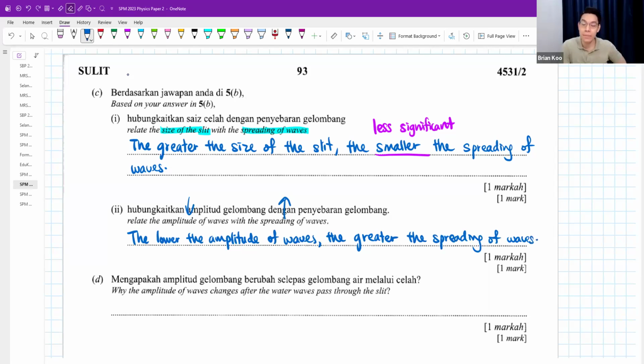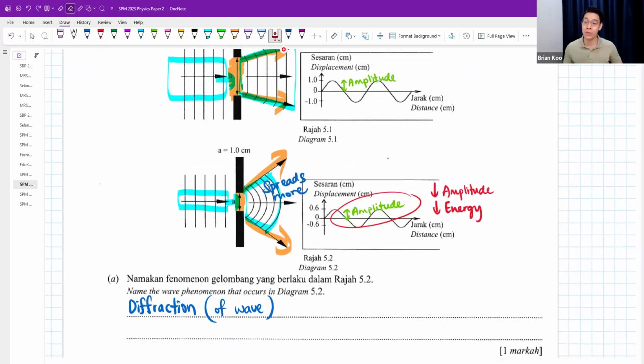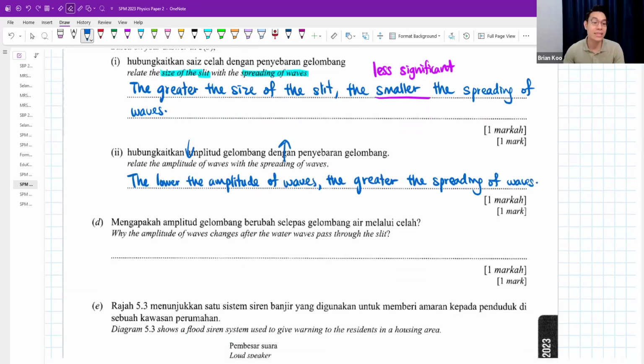Okay. Then part D, why the amplitude of wave changes after the water wave passes through the slit? How come the amplitude will be not the same as before? Maybe before that the amplitude was like 1.2 cm. After it spread, it only becomes 0.6, let's say. Like the wave at first very high, but after it passes through the slit, it becomes very low. Why amplitude low? Always talk about amplitude's best friend, because energy is lower. Okay, that's the answer. Done. There's only one best answer, because energy decreases.